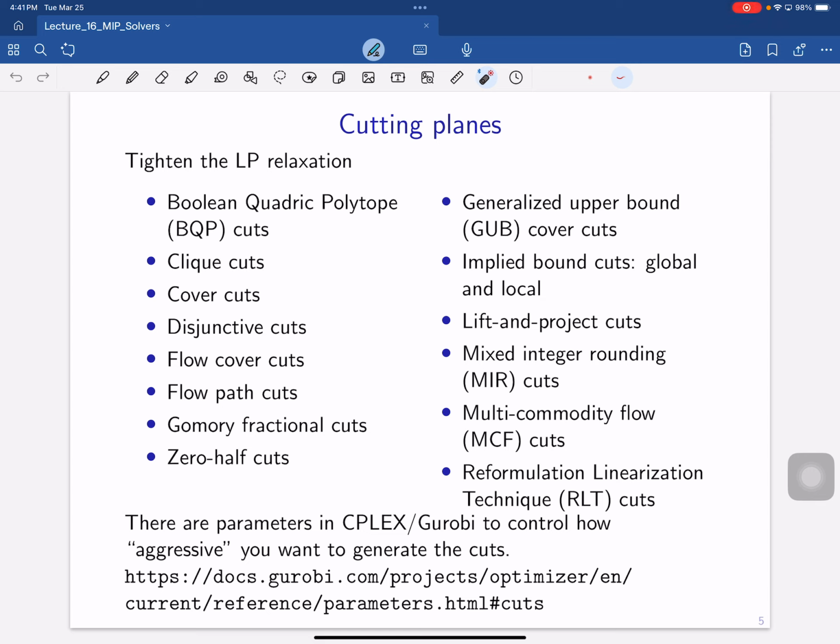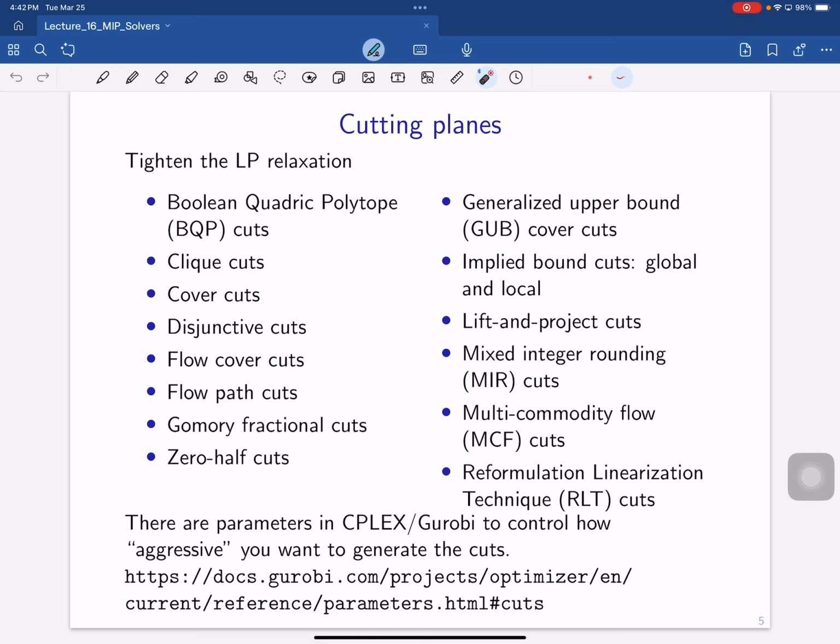Now, there is another major technique that we only spent one lecture on, called cutting planes. The idea of cutting planes is to tighten the linear programming relaxation. In our lecture, we talked about Gomory mixed integer cuts and Chvátal-Gomory cuts. These are just two different types of cutting planes. But within the solver, there are many different types of cutting planes the solver will add. We didn't even talk about that, but if you are curious, you can read the integer programming textbook. Most of those cuts will be covered there. So it's things like Boolean quadric polytope cuts, clique cuts, disjunctive cuts, and so forth.